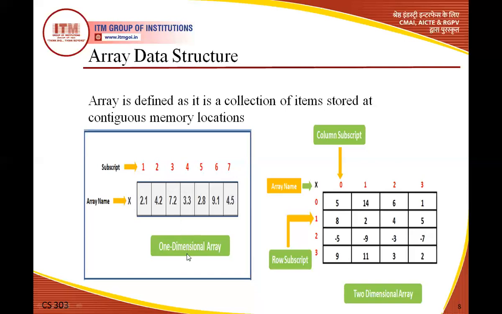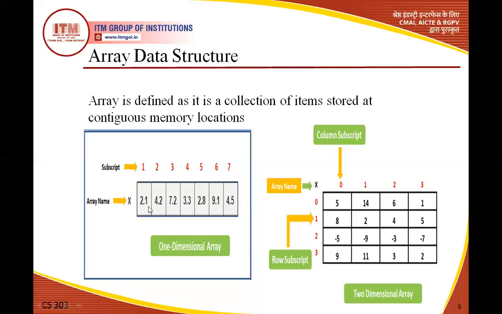So this is actually one dimensional because we have only one row. Multiple columns are there, but there is just one row. Another way you can see it is like a table, with multiple rows and multiple columns: rows 0, 1, 2, 3 and columns 0, 1, 2, 3. So this is called a two-dimensional array. It has the array name X, where we have two subscripts, row subscript and column subscript. By this you can access the element.